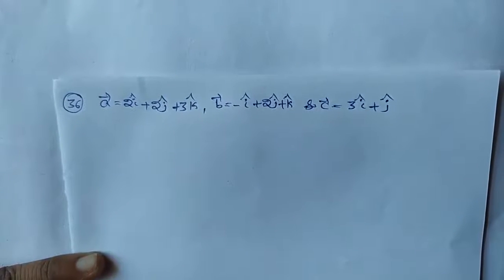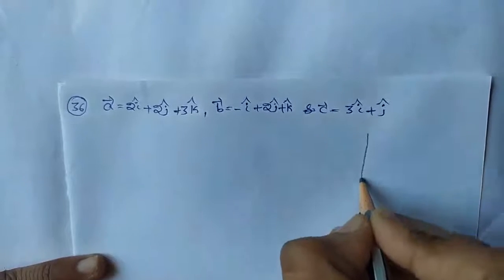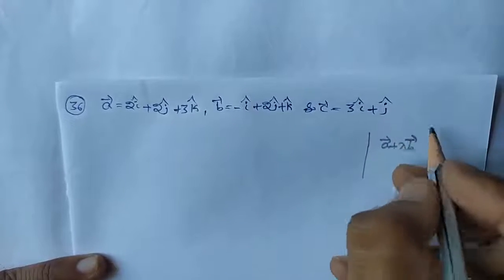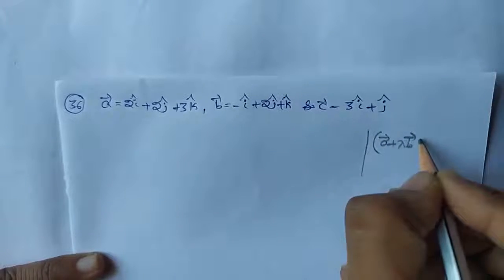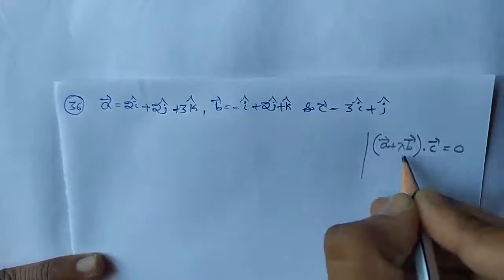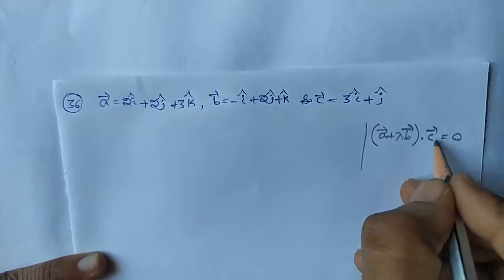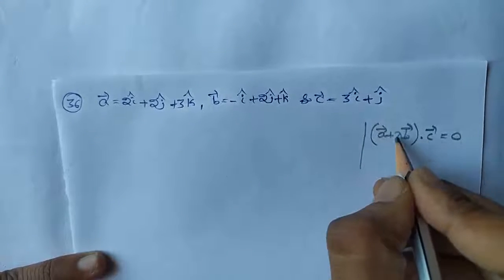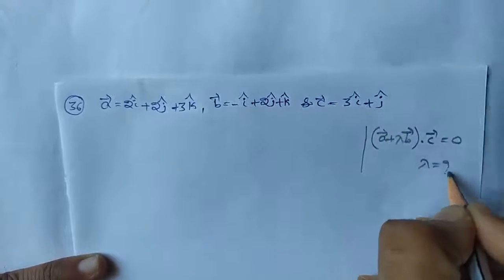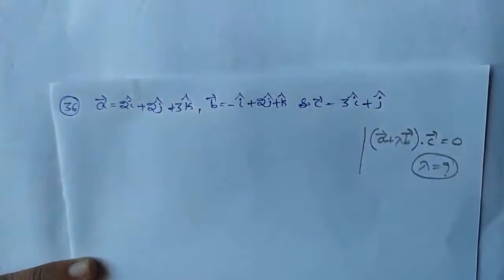a vector, b vector, c vector are given, such that a plus lambda b vector is perpendicular to c vector. Hence a vector plus lambda b vector dot c vector equals 0. The dot product of these two vectors is 0. Hence this is the concept of this question. If we apply the dot product of these two vectors, we will get the value of lambda. Okay. Now find out a plus lambda b.